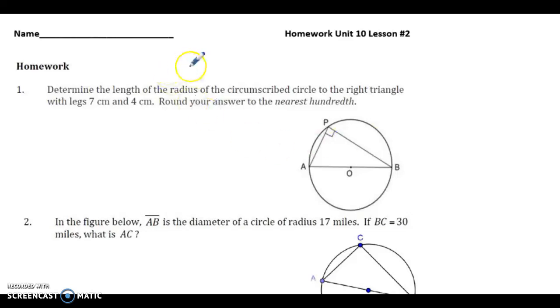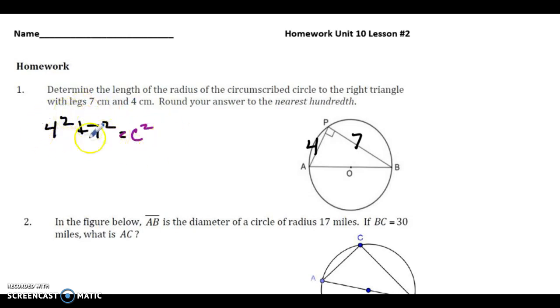All right, we're on Unit 10, Lesson 2, and question number 1 says, determine the length of the radius of the circumscribed circle to the right with legs 7 centimeters and 4 centimeters. It doesn't really matter where you put the 7 and the 4, but clearly this side looks smaller than the other side, so I'm going to say that's 4 and that's 7. To get that diameter AB, you're going to use Pythagorean theorem. So you would say 4 squared plus 7 squared equals c squared.